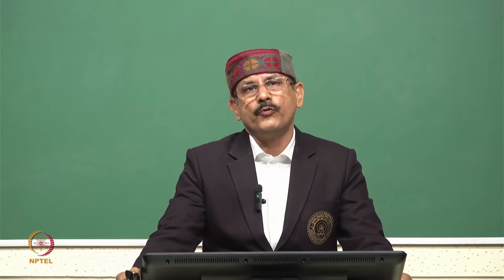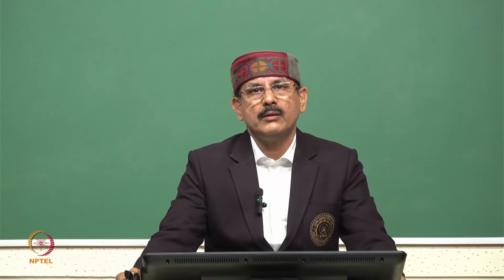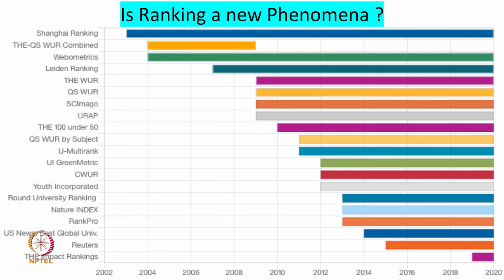Is ranking a new phenomenon? It has come up very recently. If you see historically, it has come up from the year 2002 onwards. If you see this particular slide, it tells you that initially the Shanghai ranking started in 2003, followed by the QS and Times Higher Education combined ranking that started in 2004. However, this QS and Times Higher Education combined ranking did not continue for long.